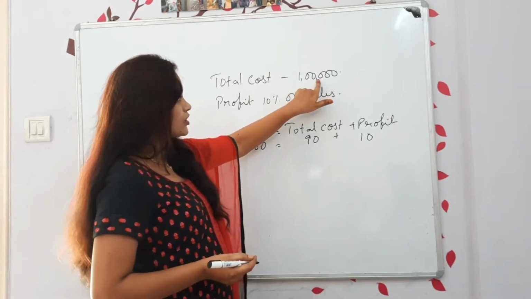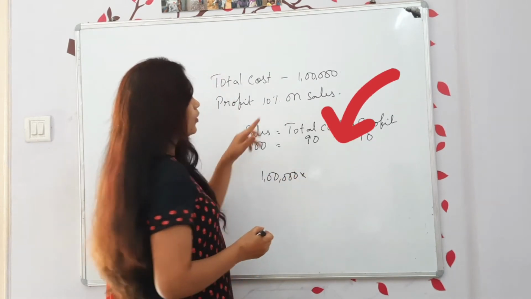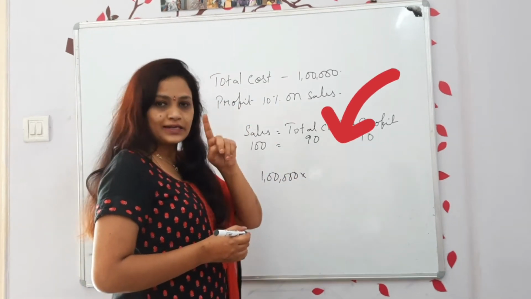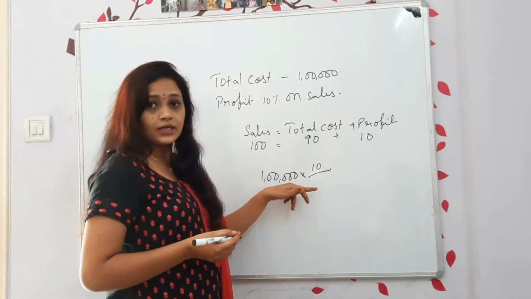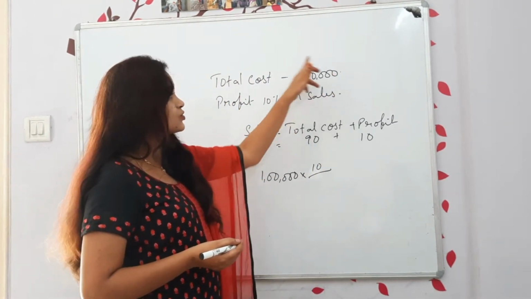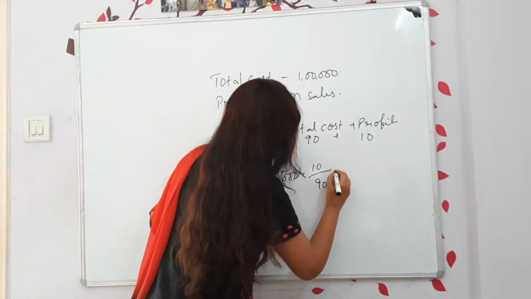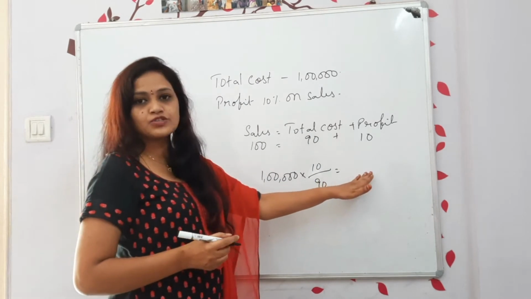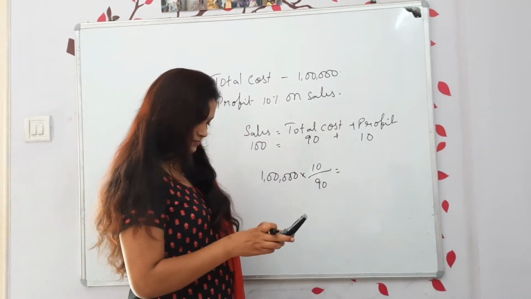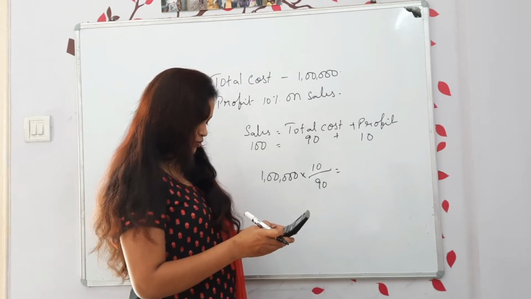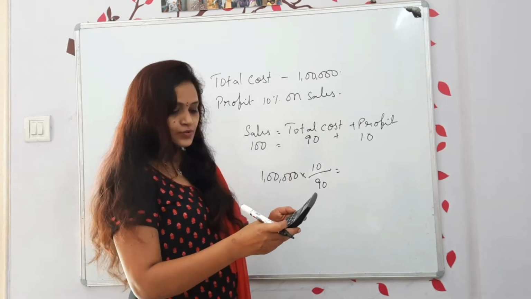Now total cost is 1 lakh. What is the percentage of profit? 10 divided by 100, are we taking that? No, because this is not sales, this is only total cost. Now here what is total cost? 90. Now whatever answer you get is called profit. What is the answer we are getting? 1 lakh into 10 divided by 90. You will be getting 11,111.